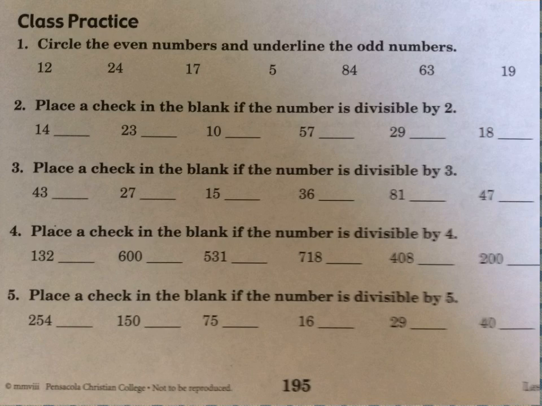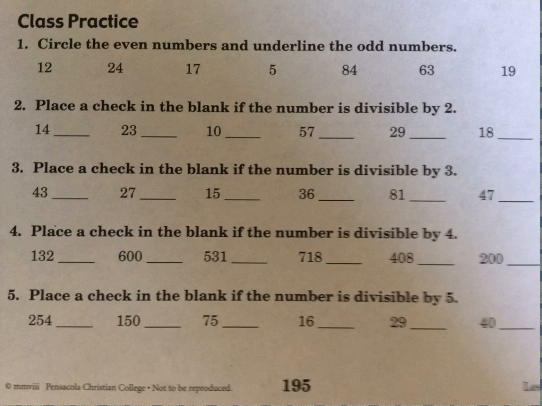Okay, so we're looking at these different problems, using the divisibility rules. Number one first asks us to circle the even numbers and underline the odd numbers. And remember, the even numbers end in a 2, 4, 6, 8, or 0. So this ends in 2, this ends in 4. If it ends in a 2 or a 4, then it's even. And it says to circle the even numbers.